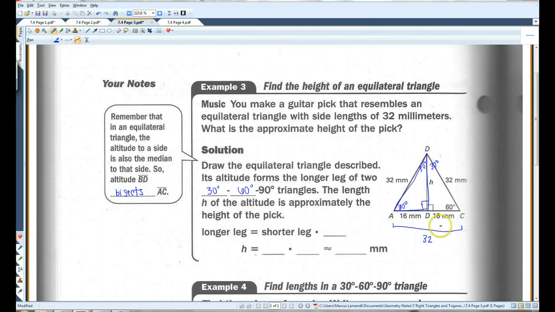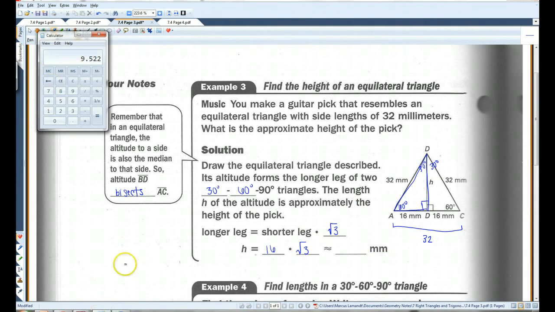Okay? Now, because it's a 30, 60, 90, I know that the long leg is the short leg times root 3. The long leg is h. The short leg is 16. 16 times root 3. You could just leave it as 16 root 3, but it looks like they want a decimal. The square root of 3 times 16, we've got 27.7-ish.